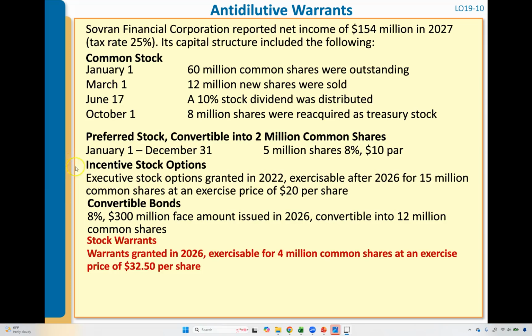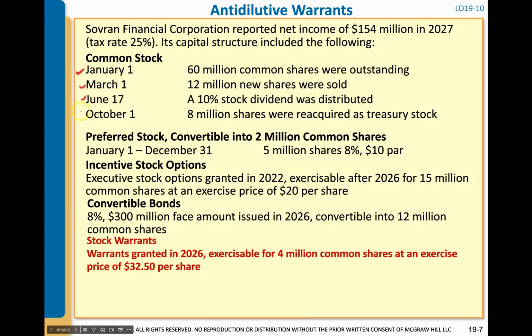Let's go through an example that you've seen in previous videos, really quickly. Rand Financial Corporation reported net income of $154 million in 2027 with a tax rate of 25%, and its capital structure included the following. We had all these transactions, which are all in our basic earnings per share video.